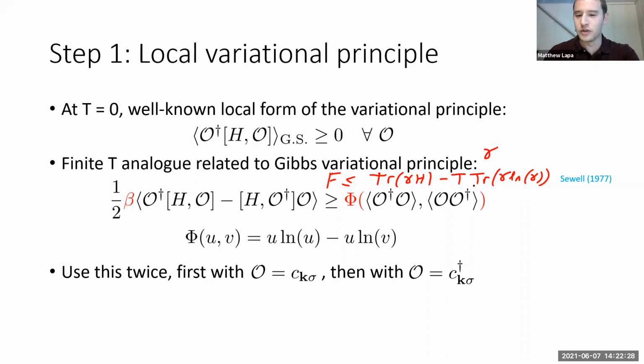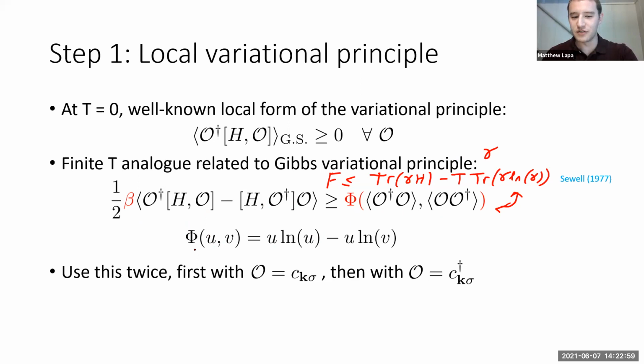So you try to compute the free energy with this gamma, and it's always going to be larger than what you would get using the true thermal density matrix. And then this inequality is a local version of that, but the relationship between this inequality and the global version is not nearly as straightforward as in the zero temperature case. But the way that I've written it here, the proof is fairly straightforward, just using the convexity of this phi function.